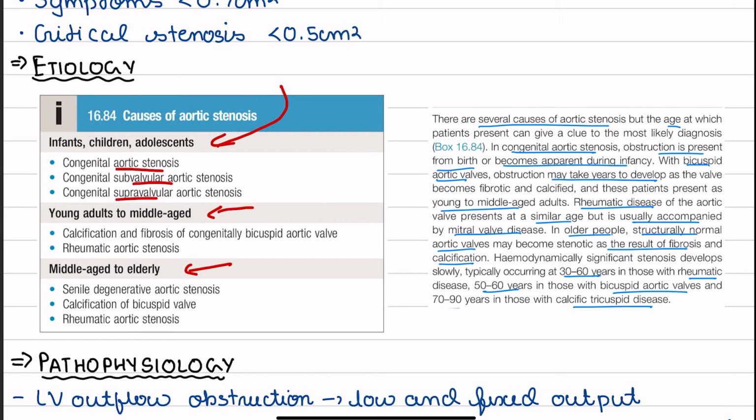Now in younger adults to middle-aged, the symptoms tend to appear later. The most common cause is rheumatic heart disease. Rheumatic heart disease affects the valves of the heart, and it may affect the aortic valve, leading to damage of the aortic valve and aortic stenosis. Another cause is calcification or fibrosis of a congenitally bicuspid aortic valve.